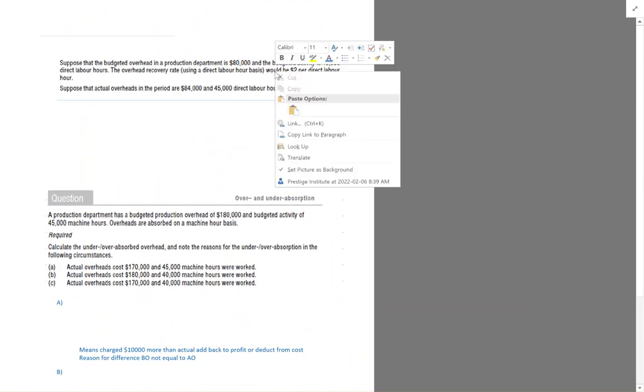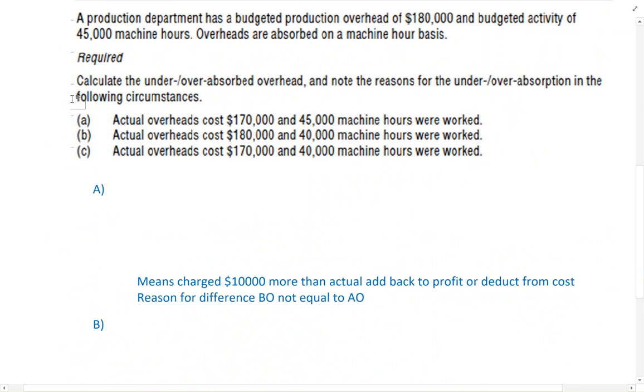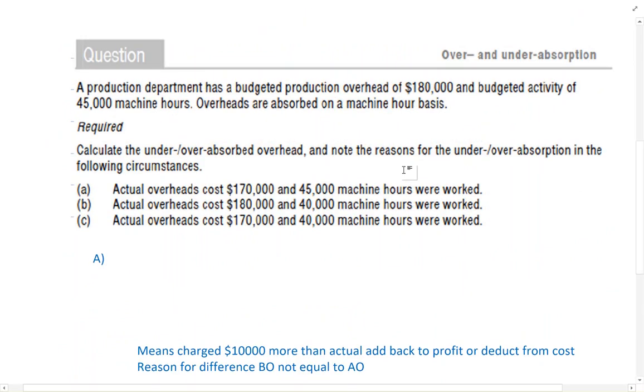We have another question as well that has all situations. I will not answer the first one. I will leave that for you. Let's look at this one where we have all 3 situations. Calculate the under or over absorbed overheads and note the reason for under or over absorption in the following circumstances. A production department has budgeted production overheads of 180,000 and budgeted activity of 45,000 machine hours. Overheads are absorbed on a machine hour basis. So in each of these situations, calculate under or over absorption. The first thing, remember, we will do is find the rate, which is 180,000 divided by 45,000 gives us 4 per machine hour.